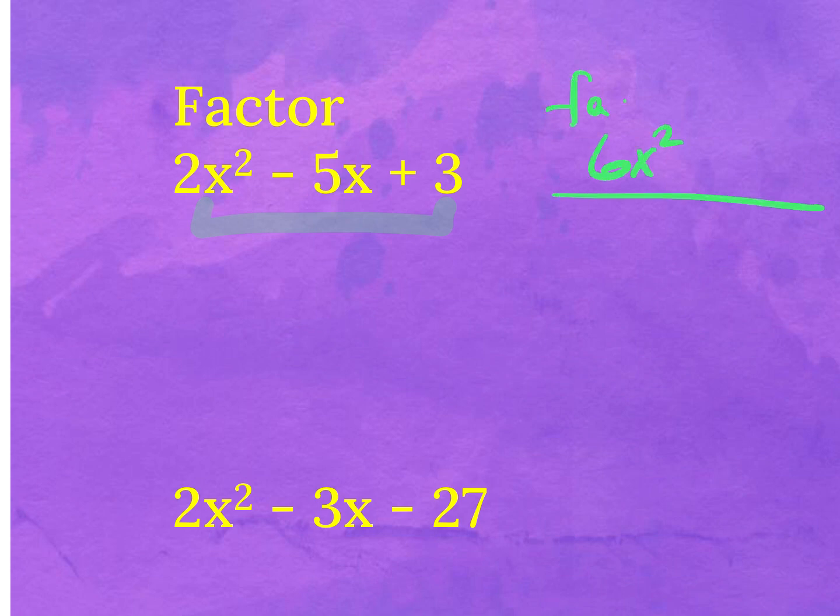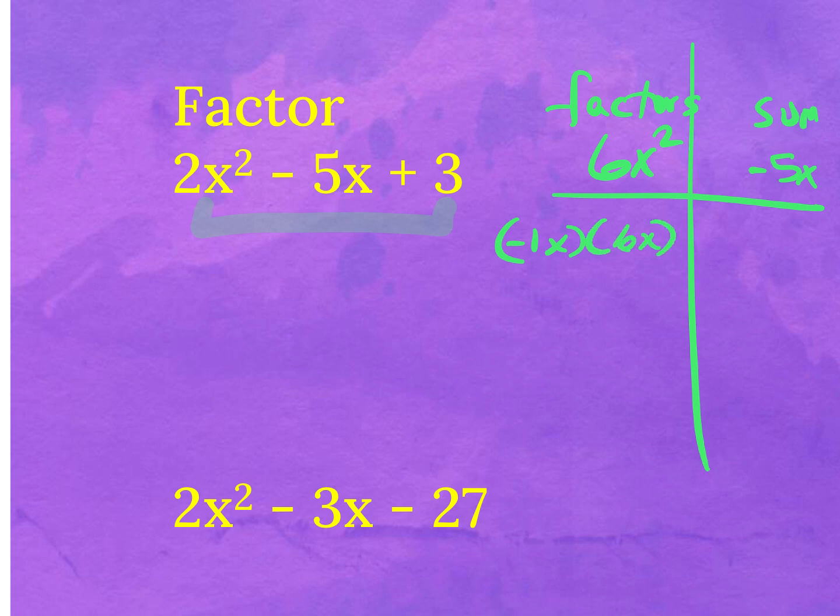So I'm looking for those factors that will sum to give me negative 5x. So my factors of positive 6x squared, this tells me my signs have to be the same, and they're both going to have the negative, because that's the sign of the middle. So it's going to be negative 1x times 6x. That'll give me the positive 6x squared I need. But when I add that, I get negative 7x. So this one doesn't work. The next factors of positive 6x squared are going to be negative 2 and negative 3. When I add that, I get the negative 5.